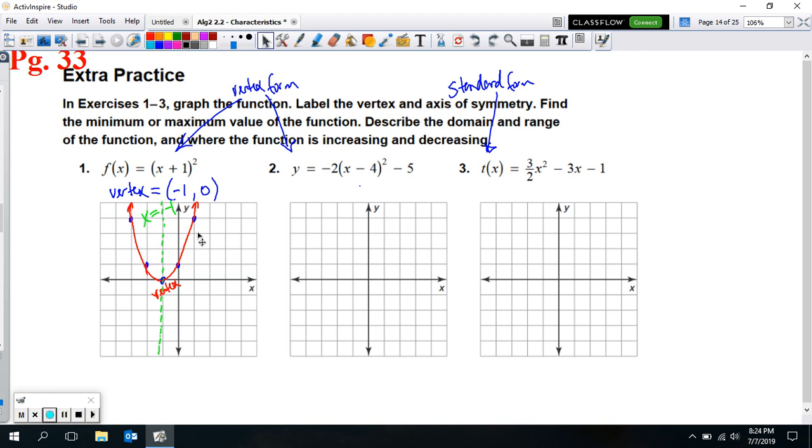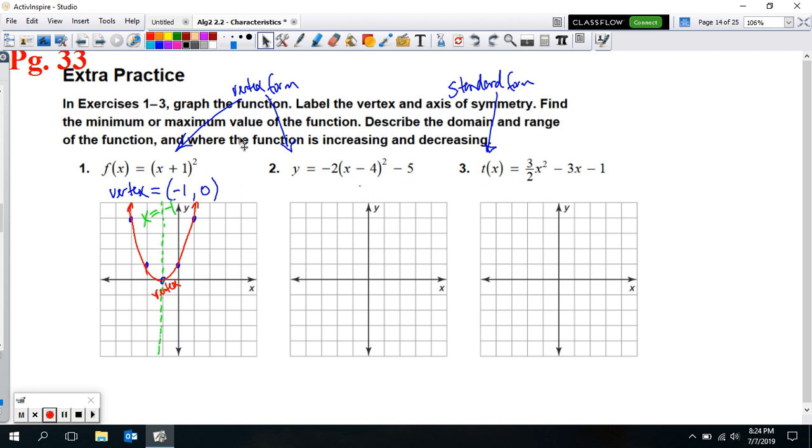You don't want it to distract you from the actual graph of this, but you just want to put a light dashed line right through there, vertical line going down, and we're going to label that x equals -1, because remember, this x coordinate here is the same number you're going to use for the axis of symmetry number. Those are going to be the same number, -1.